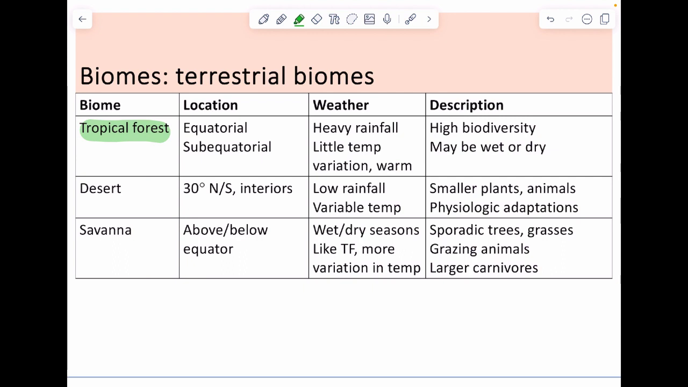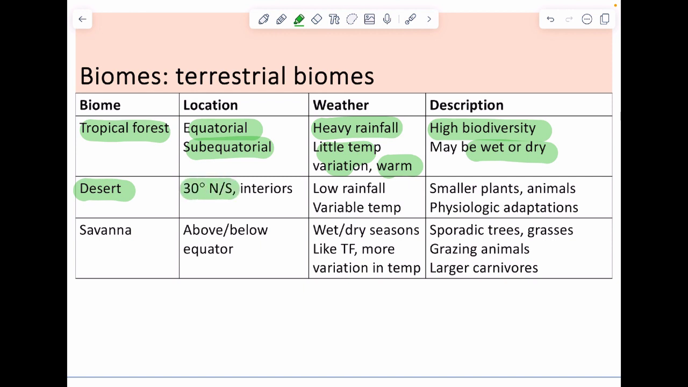So when we think of tropical forests, they're going to be equatorial or sub-equatorial, meaning right around the equator. They have heavy rainfall, the temperatures are pretty constant, and they're usually warm. They have high biodiversity, lots of different plants, and they can either be wet or dry, depending on their location. But when it rains, it rains, but it can also dry out.